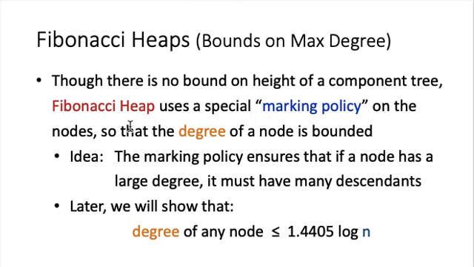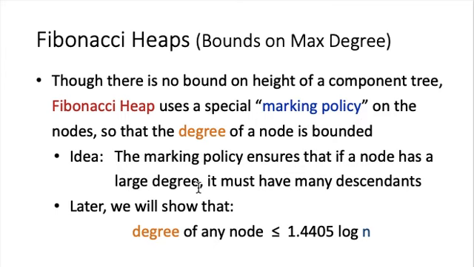Okay. So for Fibonacci heap, there is no bound on the number of trees. There is no bound on the height. However, there will be a bound on the maximum degree of any node. Now to help Fibonacci heap do this, we will apply a special marking policy, so that the degree of the node is controlled.